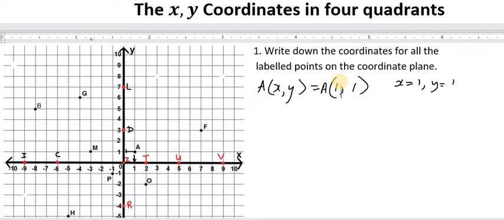These are the coordinates. If you want to write it as a coordinate pair, you put it in brackets and write (1, 1). The first number refers to the x coordinate and the second number refers to the y coordinate. X, then y. This is the standard format for coordinate pairs.